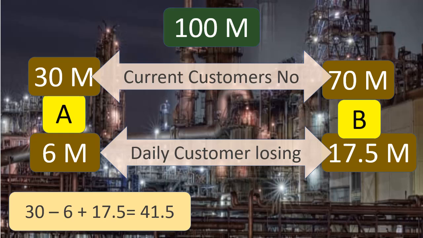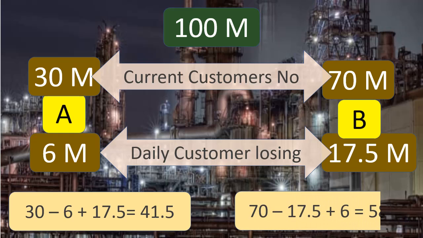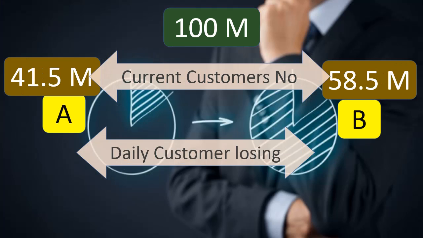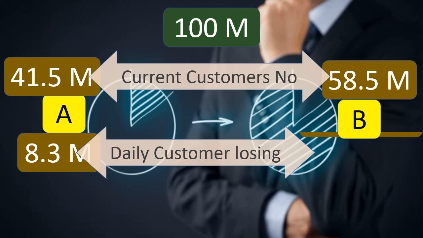The same for company B: 70 minus 17.5 plus 6 equals 58.5. The new figures, 41.5 millions and 58.5 millions, represent the market share of each company by the end of the first day. The same exercise is repeated the second day. 20% of 41.5 is 8.3, and 25% of 58.5 is 14.625.